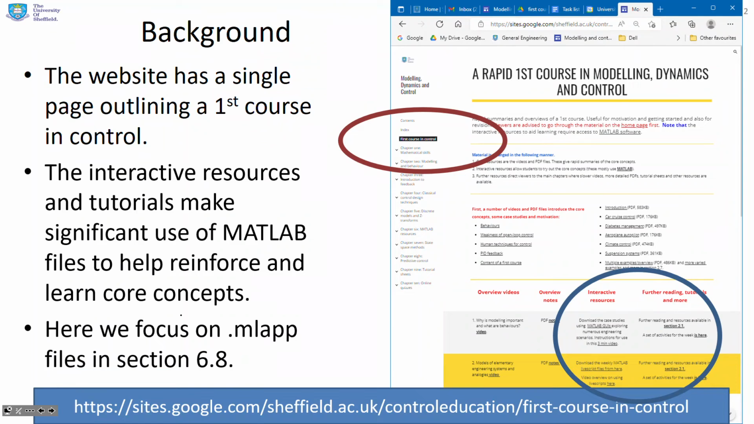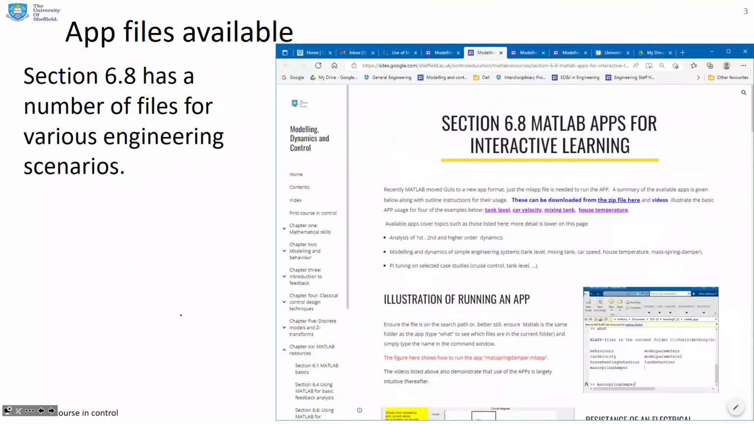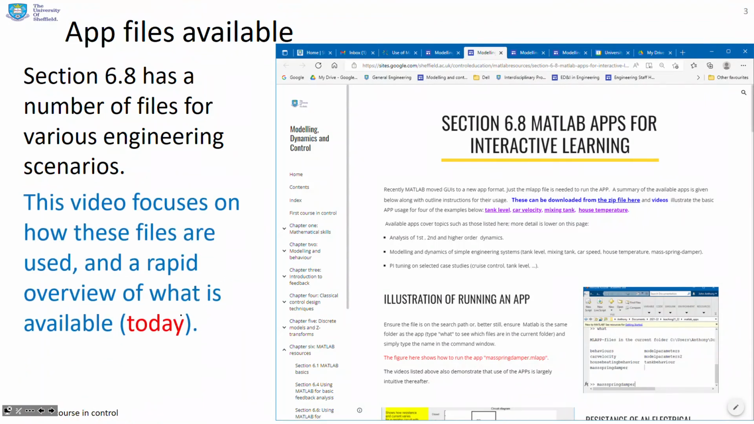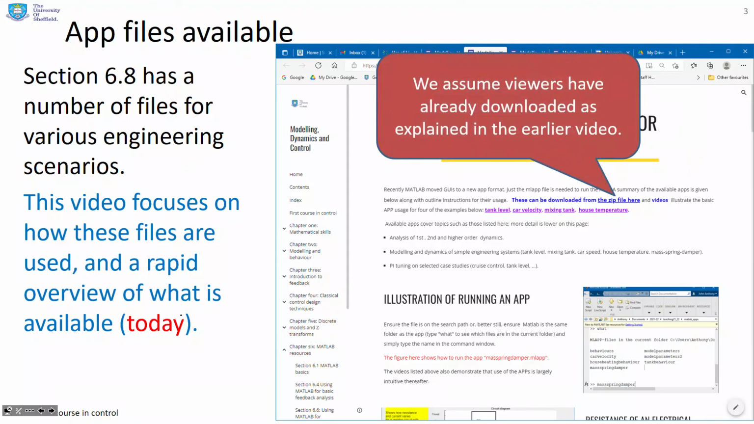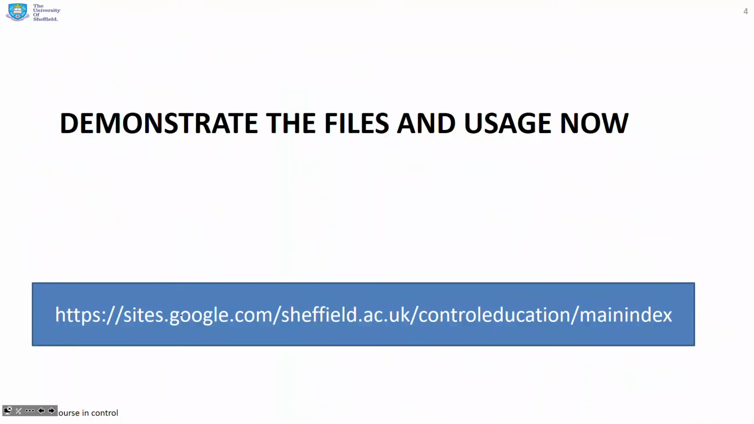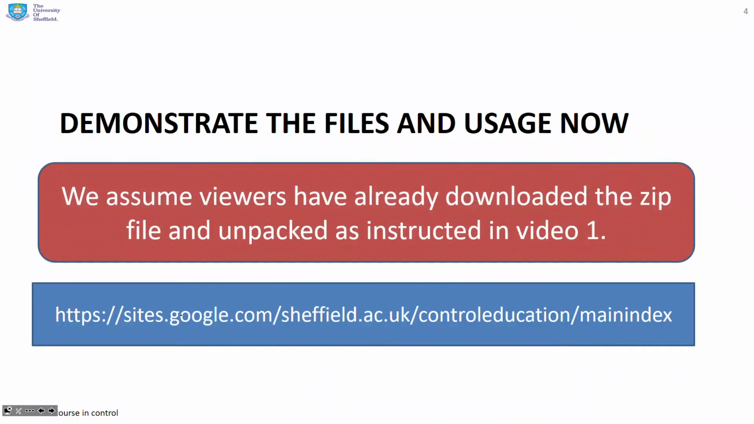Here we're going to focus on the MLAPP files, which are detailed in section 6.8. So here's a quick picture of the page, and you'll see there are a number of files for various engineering scenarios. This video is going to focus on how those files are used and a rapid overview of what is available as of today. More may be available in the future. We're going to assume that you've already downloaded the zip file with all these app files, as explained in an earlier video. So now we're going to demonstrate the files and usage.